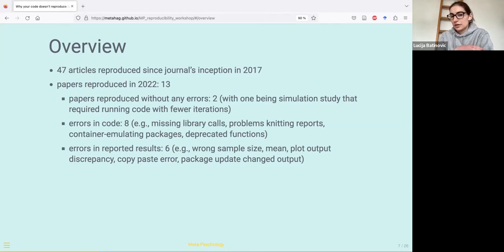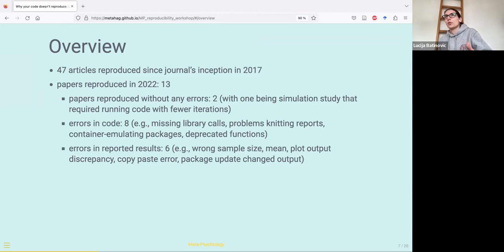And then we also had errors in reported results, which means that the output didn't equate to what was reported in the paper. And those were found in 6 papers. And those are usually really small and don't change the outcome or the interpretation of the paper. It's like wrong sample size, but maybe a number up or down, wrong mean, again, usually not a large difference. There are some plot output discrepancies, and usually it's when there are copy-paste errors or when a package updates and then changes the output.